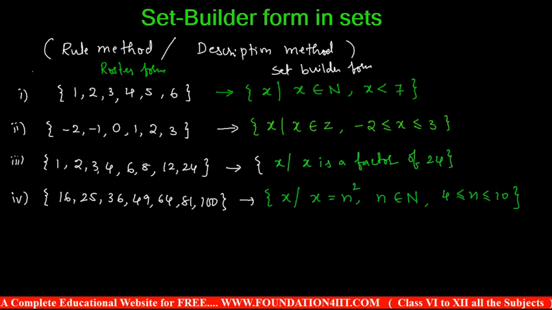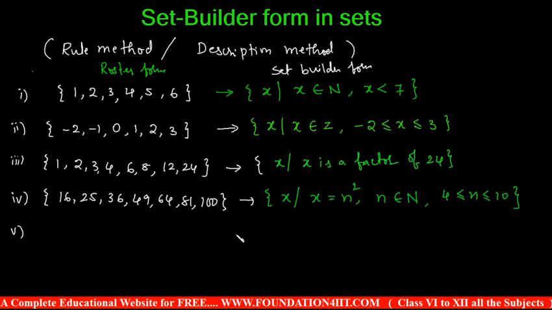Now you can notice the condition. According to this, n values 4, 5, 6 up to 10 are natural numbers, and we take n squared. 4 squared is the first element, 5 squared the second element, 6 squared, 36, the third element, up to 10 squared, which is 100. This is how we make it from the given numbers.